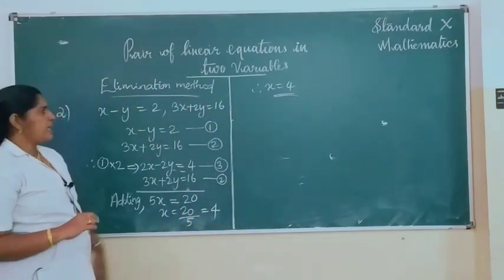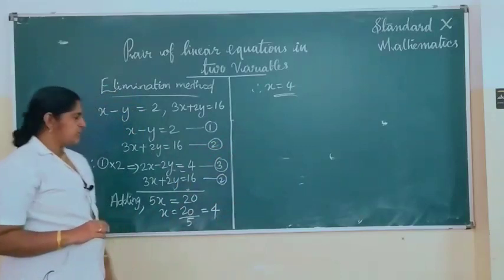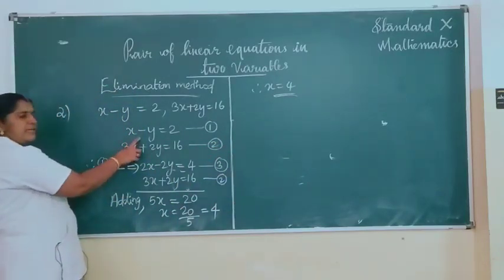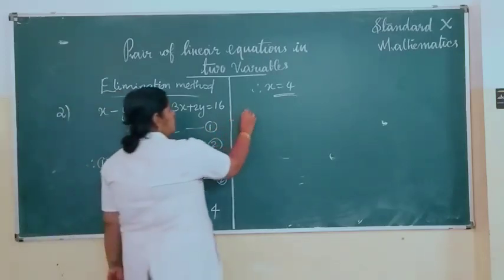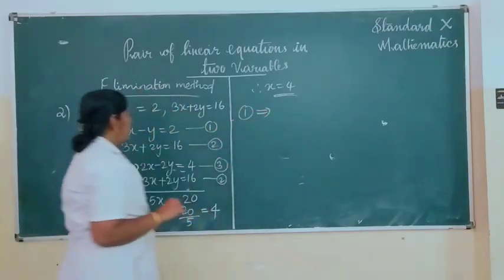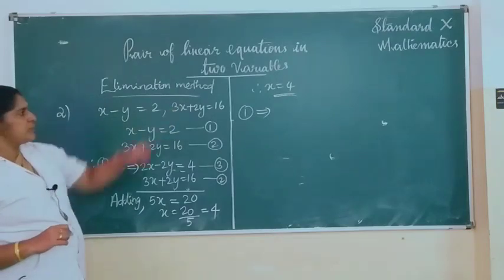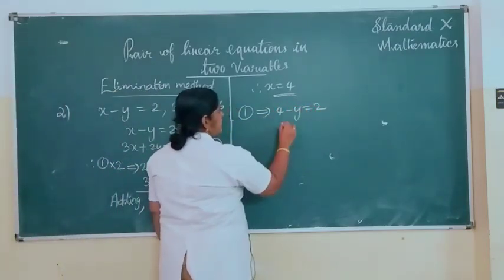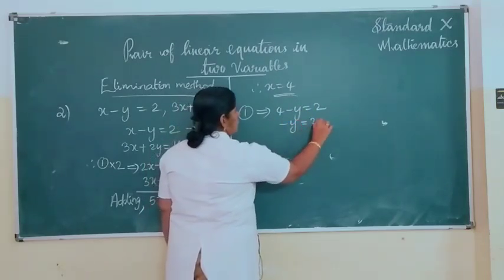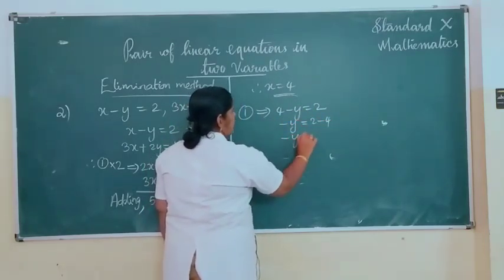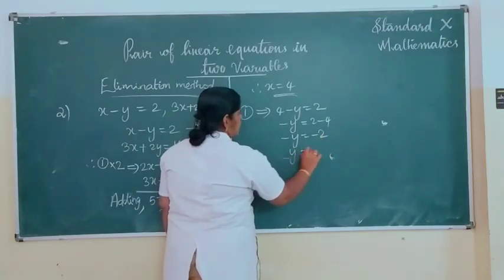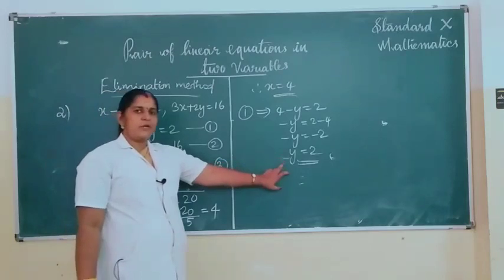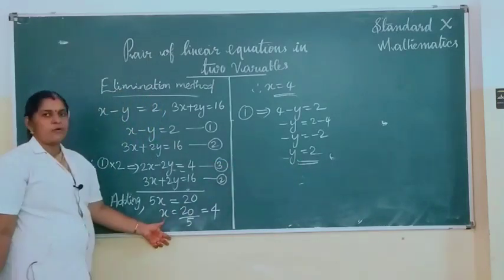Now to find y, use this value of x in any one of the given equations. It is easy to substitute in the first equation. So equation 1 implies, for the x value, we put 4. So 4 minus y equal to 2, that is minus y equal to 2 minus 4, minus y equal to minus 2, thus y equal to 2. So thus we got y is equal to 2 and x is equal to 4.